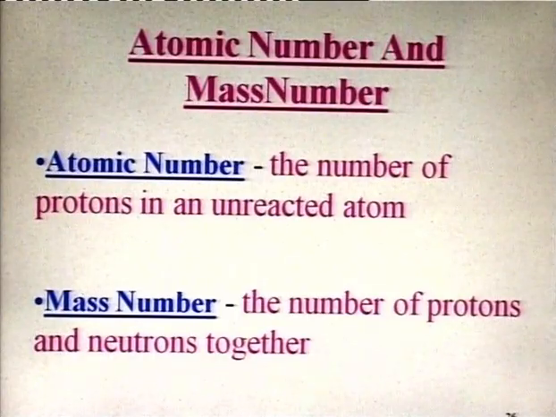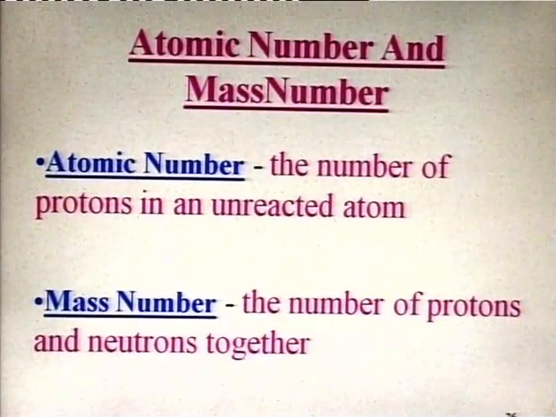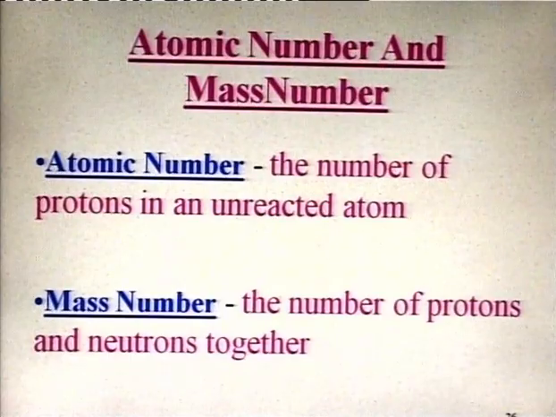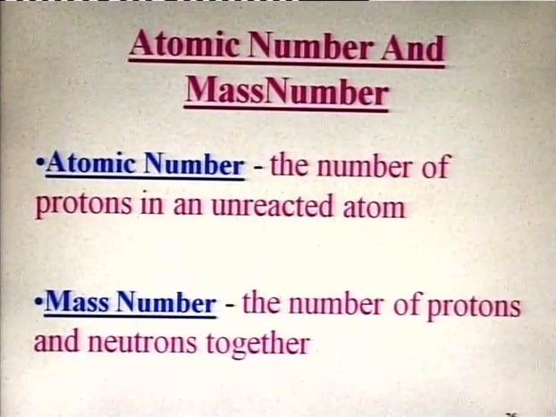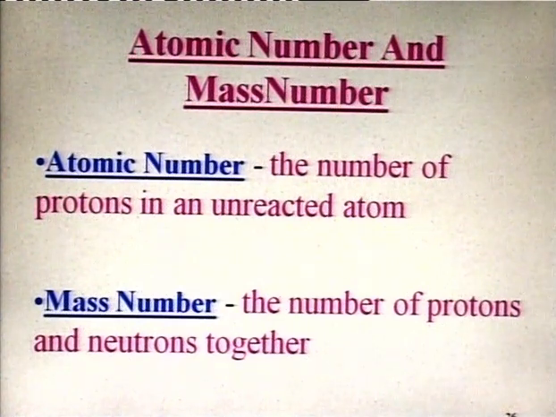Next is, what is atomic number and mass number? So what is atomic number? Atomic mass is the number of times the atom of an element is heavier than an atom of carbon taken as carbon 12. Otherwise, atomic number is equal to the number of protons in a neutral atom, and the number of protons is equal to the number of electrons.